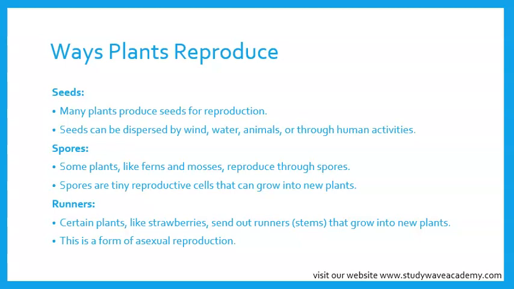Another way plants reproduce, runners. Certain plants, like strawberries, send out runners that grow into new plants. This is a form of asexual reproduction. Okay? So certain plants like strawberries send out runners which grow into new plants. It's like making plant copies. Do we get that? So these are the ways plants reproduce. Okay?